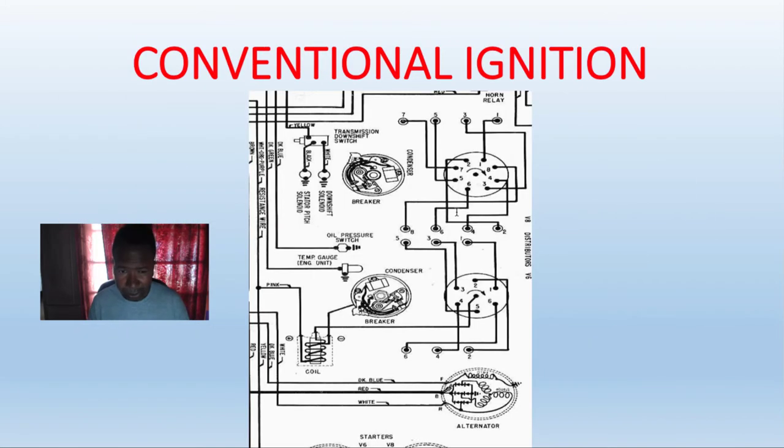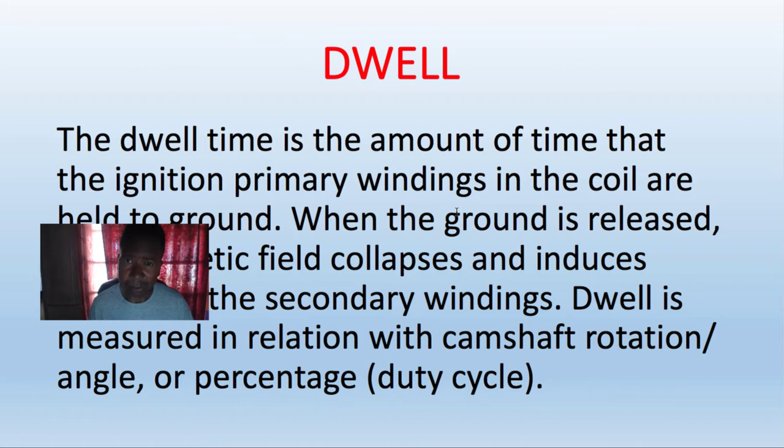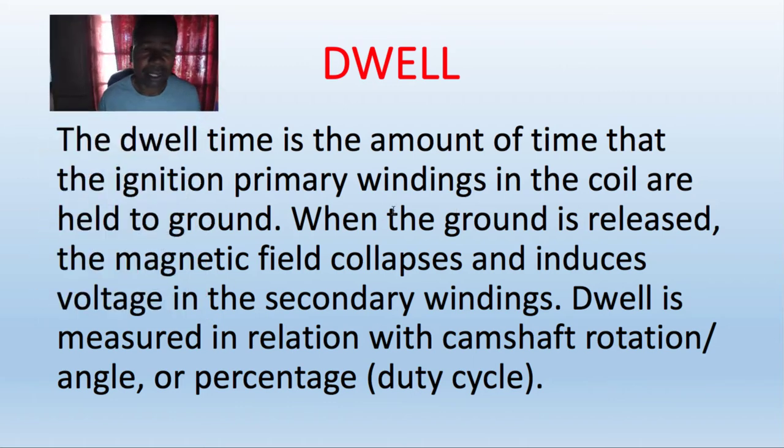Now, that charging of the coil I mentioned earlier is called dwell. The dwell time is the amount of time that the ignition primary windings in the coil are held to ground. That's when, understand this, the primary current is flowing in the circuit. Remember, when I ground out that negative side of that coil, current starts to flow to charge the magnetic field inside that coil. Now when the ground is released, the magnetic field collapses and induces voltage in the secondary windings. That's the spark you get. Dwell is measured in relationship to camshaft rotation, angle, and percentage duty cycle. It's usually measured in degrees of dwell.